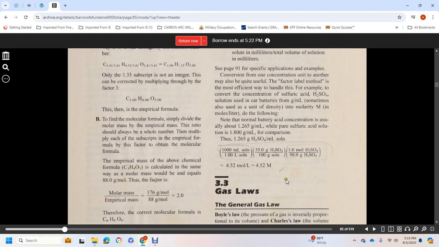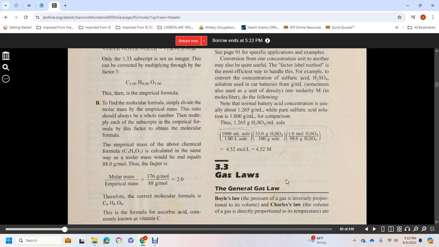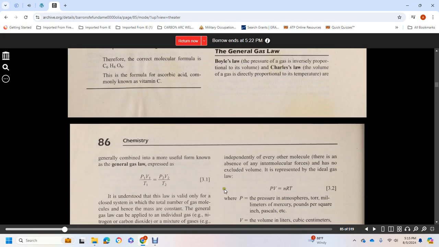All right, 3-3, gas laws. The general gas law. Boyle's law states that the pressure of a gas is inversely proportional to its volume. Charles's law states that the volume of a gas is directly proportional to its temperature. These are generally combined into the more useful general gas law, expressed as P1 times V1 over T1 equals P2 times V2 over T2.